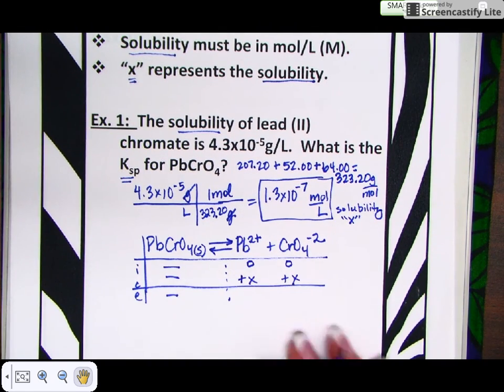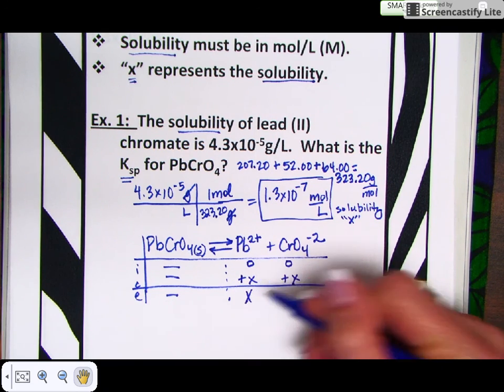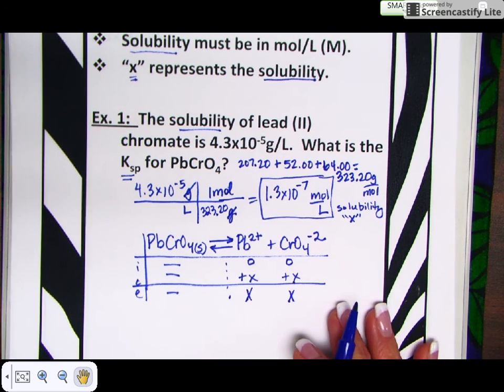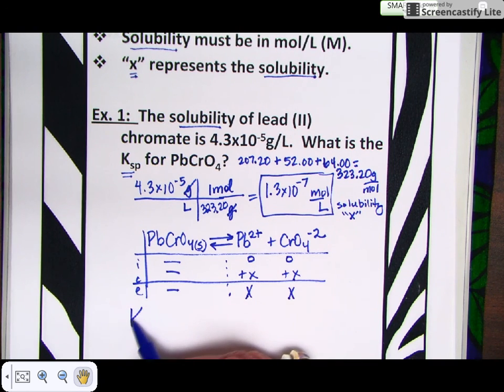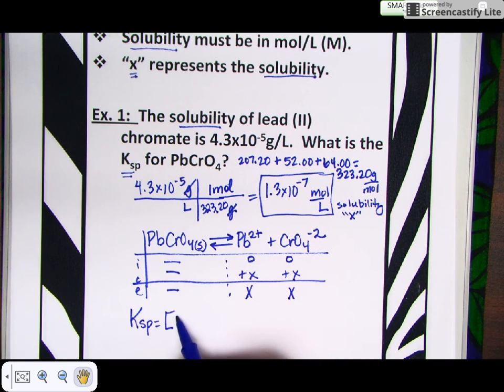That means at equilibrium, the concentration of the lead-2 ion is going to be equivalent to whatever X is, and chromate as well is whatever X is. So the next thing we need to do is to write our law of mass action, because it wants the KSP. So KSP, according to this equation, is going to be equivalent to the lead-2 ion concentration raised to the first power times the chromate ion concentration raised to the first power.